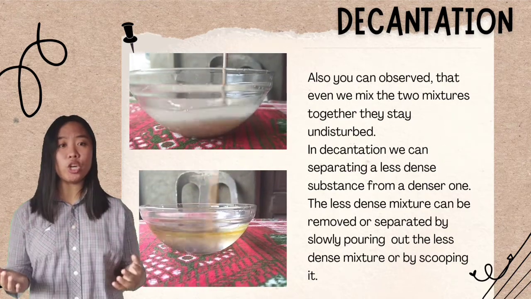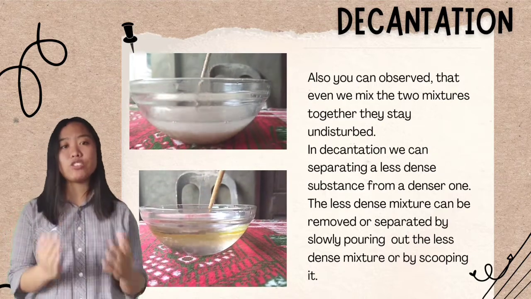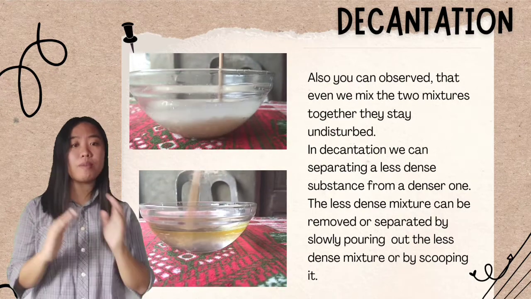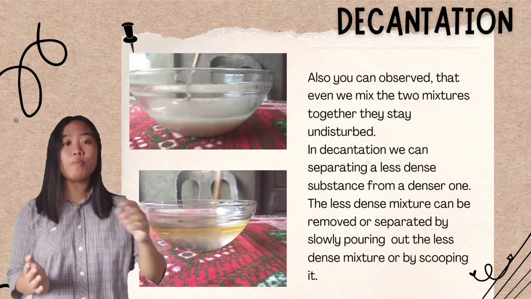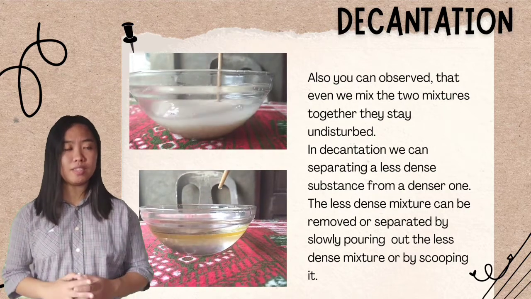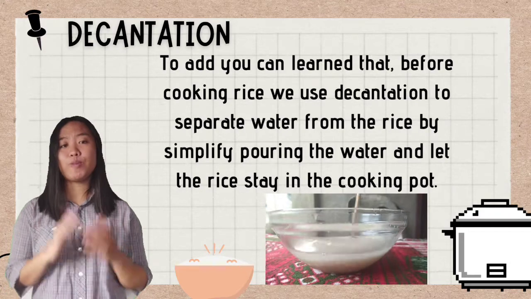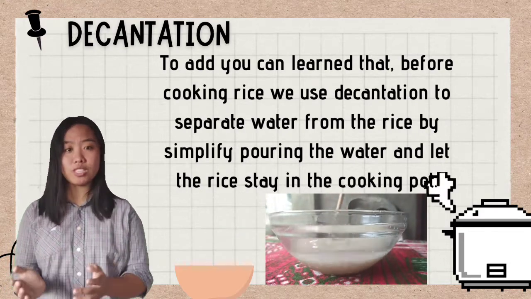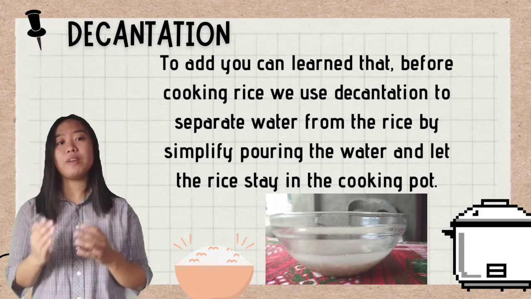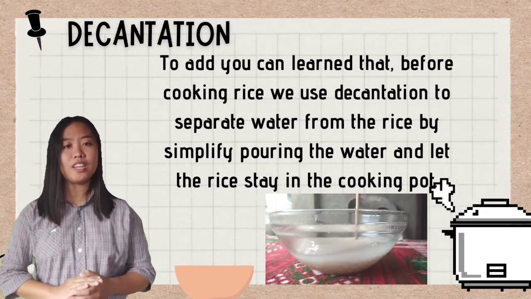In decantation, we can separate a less dense substance from a denser one. The less dense substance can be removed or separated by slowly pouring it out or by scooping it. To add, you can learn that before cooking rice, we use decantation to separate water from the rice by simply pouring the water and letting the rice stay in the cooking pot.